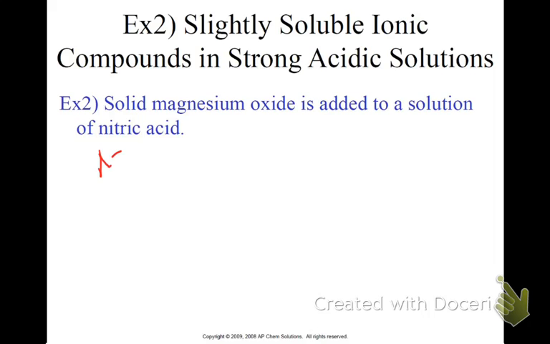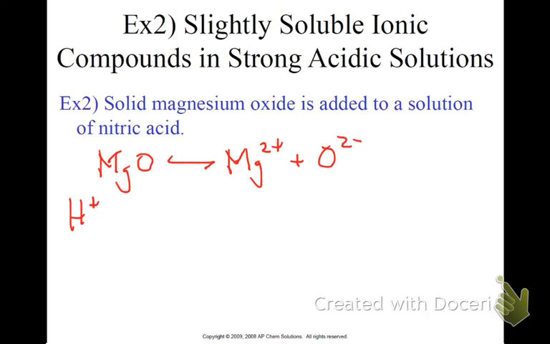Magnesium oxide, MgO. We should remember that oxides are not very soluble, if soluble at all. And so this is going to ionize, when it does, into Mg2+ and O2-. And if we add the H+ to this system, because it's in nitric acid, which is HNO3, the nitrates are going to stay soluble, so why even write them in there? And who is that going to react with?